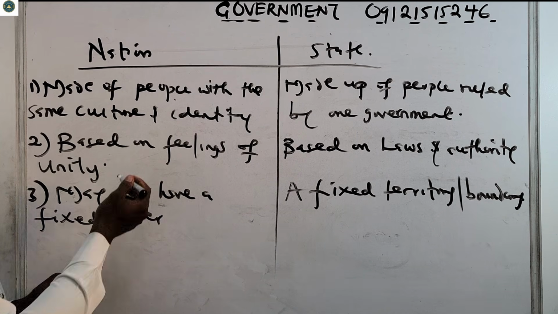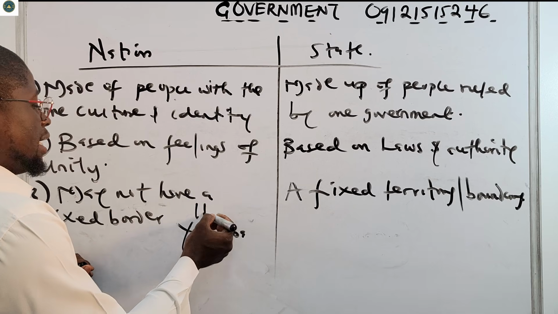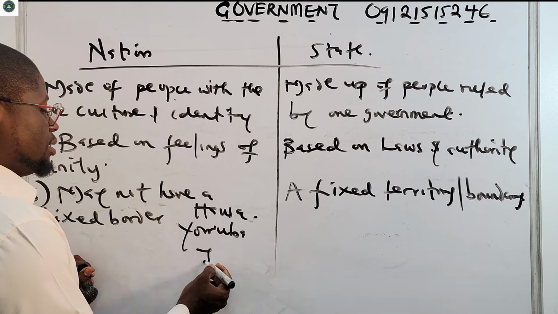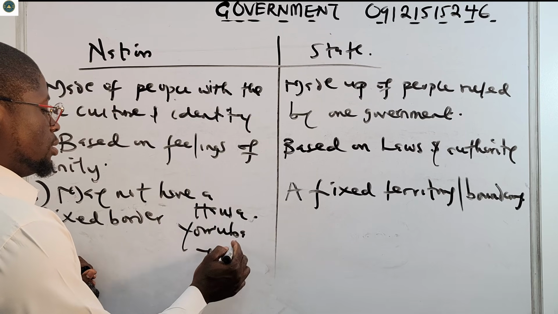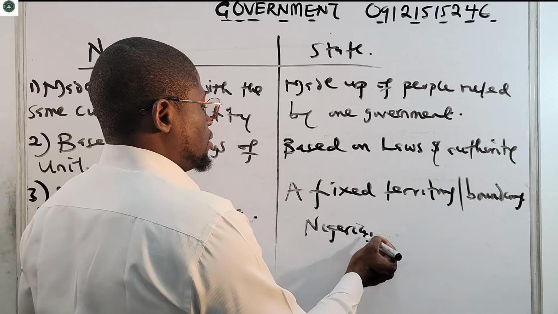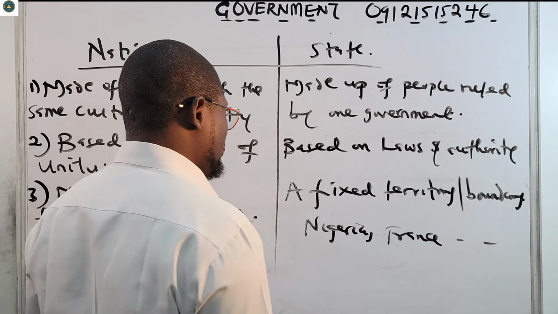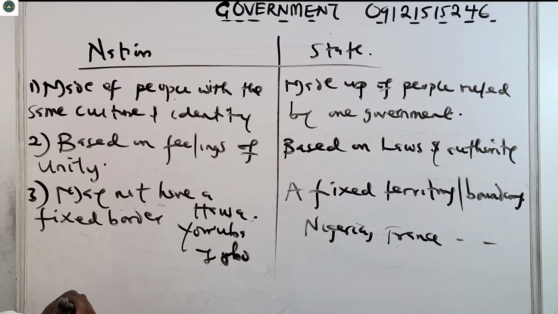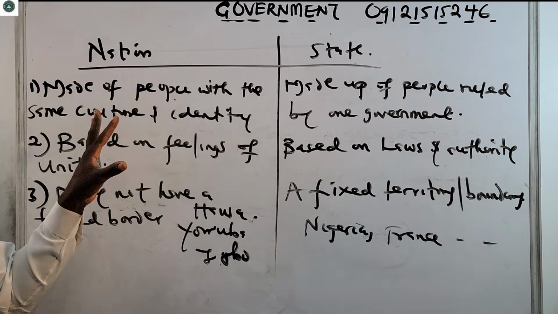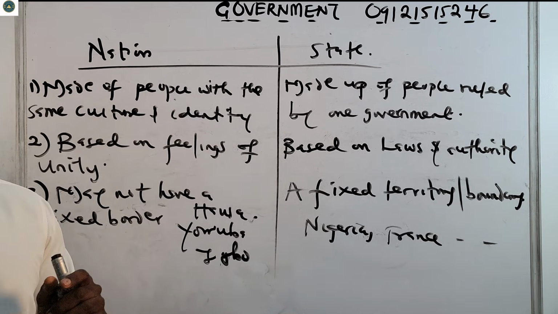Examples: under nation, you see the Yoruba nation, the Hausa nation, the Igbo nation. For example, Nigeria is a state. You see many others, like France, and so on. All of those are states. So that is the difference between a nation and a state. I expect you to know these differences. If they were not important, I would not have told you.